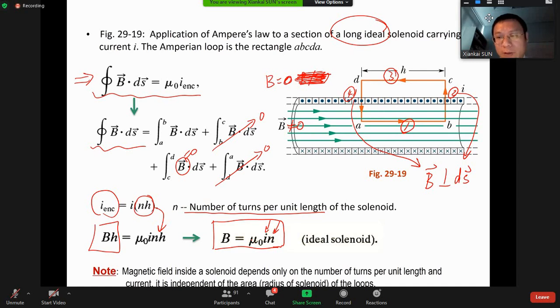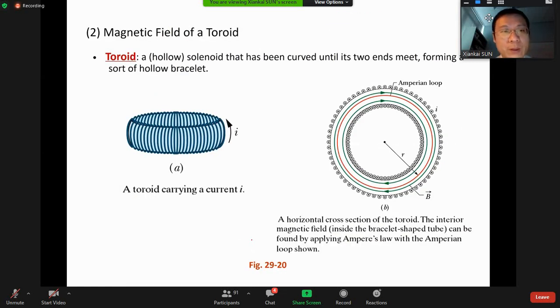Okay, no question. I'm going to move on to talk about the toroid. A toroid is a hollow solenoid that has been curved until its two ends meet, forming a sort of hollow bracelet, as you can see from this three-dimensional view. If we cut it along that plane, then look from the top, this is what we see, as shown on the right hand side. So the right figure is the horizontal cross section of the toroid.